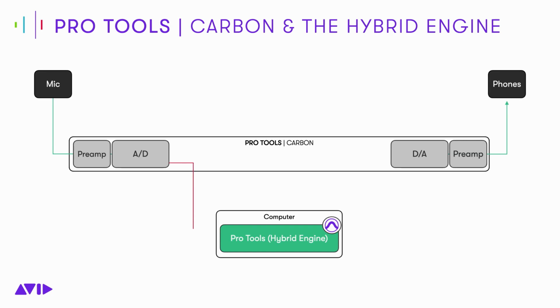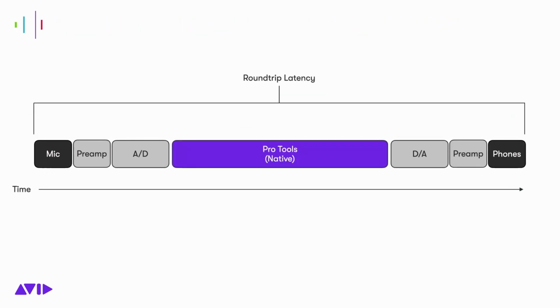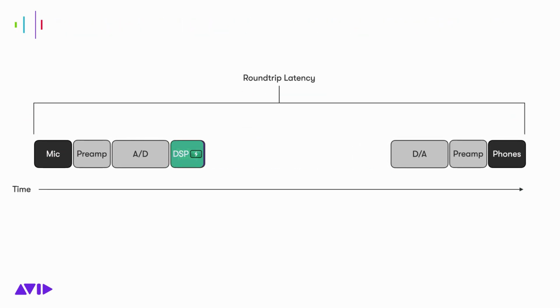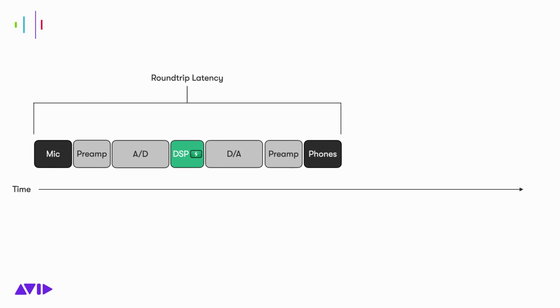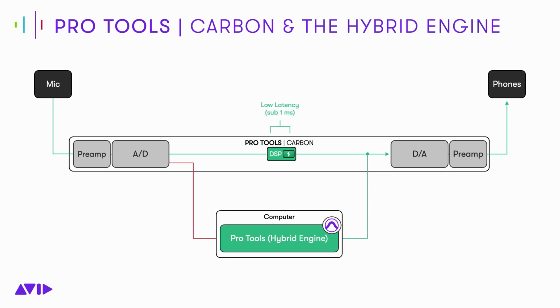Here, the audio is sent to Pro Tools to be recorded, but the monitor signal uses the onboard DSP chips on Pro Tools Carbon to process audio, plugins, and to route the signal straight to your headphones. Also, thanks to the hybrid engine, all of the tracks in your Pro Tools session are summed with your monitor signal and played back in perfect sync. The DSP chips process the audio a lot quicker than the native mixer and provide monitoring with sub 1 millisecond latency, no matter what your hardware buffer size is set to.